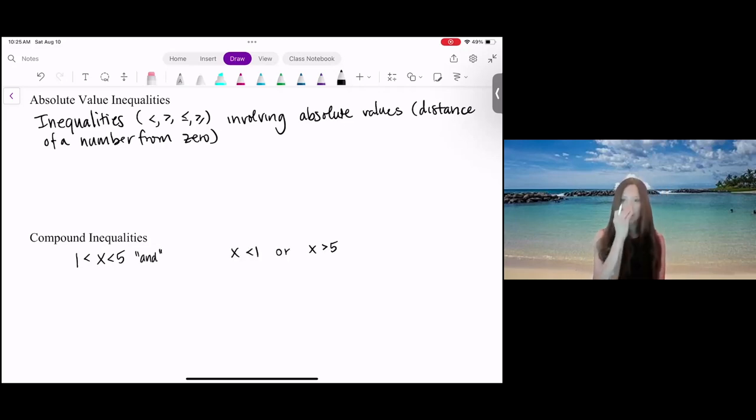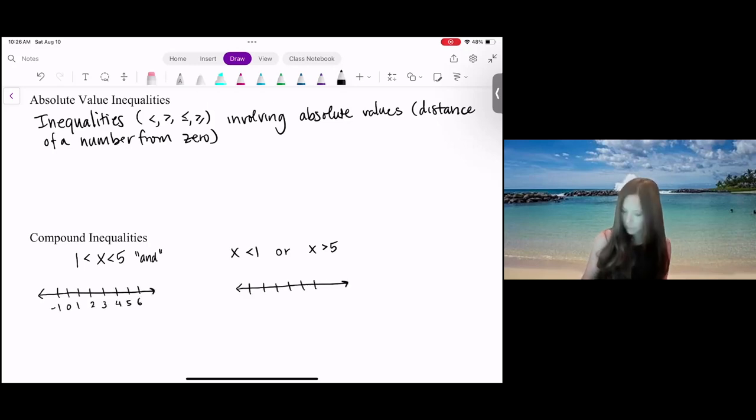Even though you don't see the word and on the left one, that is an and. x is greater than 1 and x is less than 5. On the right-hand side, that compound inequality is x is less than 1 or x is greater than 5. And when I graph these, you'll notice that they look different. Both graphs have an open circle at 1 and 5, or a parenthesis, depending on which way your instructor is asking you to graph.